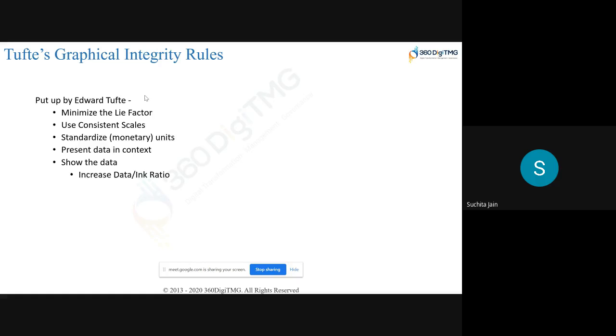Okay. Second, use consistent scales. So when I say consistent scales, for example, in terms of units, use that consistently. So it should not be that one measuring unit you are using is kilos and one is grams. So you have to nullify that difference so that you can come at a consistent level. Okay. Then standardize monetary units. So if you're comparing data of India and US, then you have to standardize the units. Okay. Present data in a context.